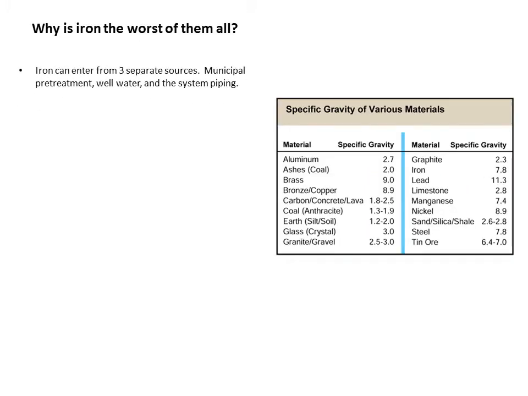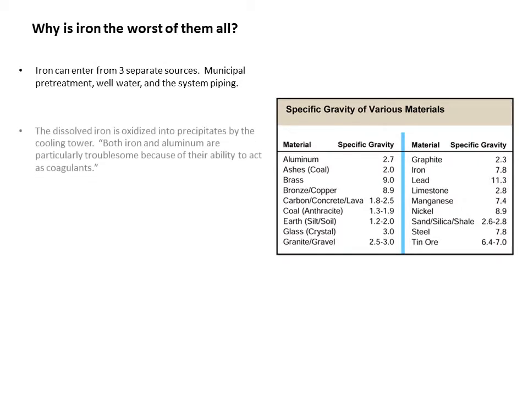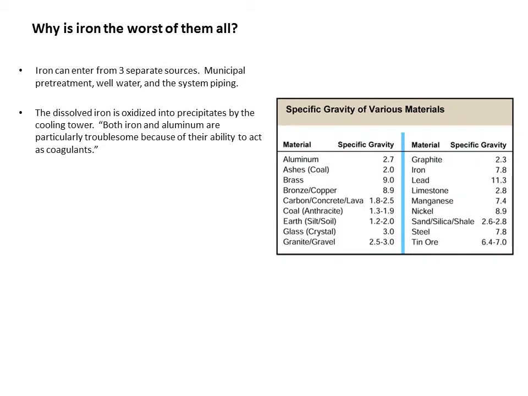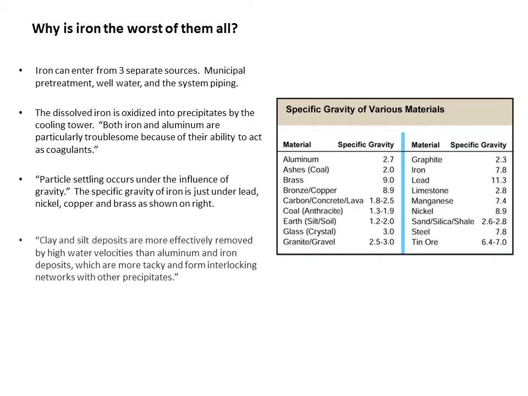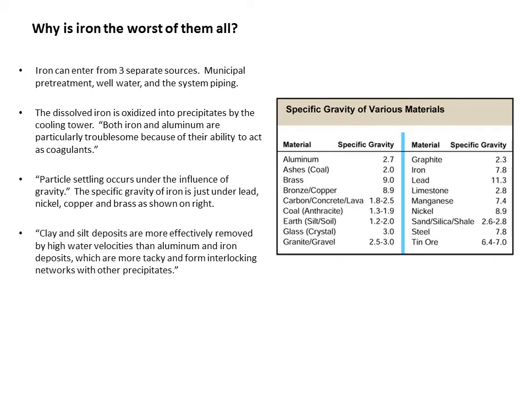Iron can enter from 3 separate sources. The cooling tower oxidizes the iron from these 3 sources. This oxidation converts the iron into precipitates that act as coagulants. Particle settling occurs under the influence of gravity, and the specific gravity of iron is very high. With the specific gravity and tackiness of iron, this is why other deposits wash out more easily. NACE recommends the removal of iron or iron compounds to prevent deposit corrosion.